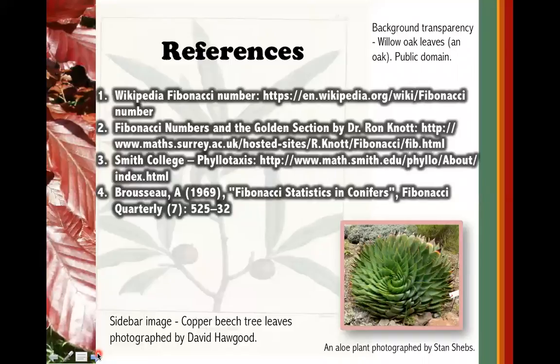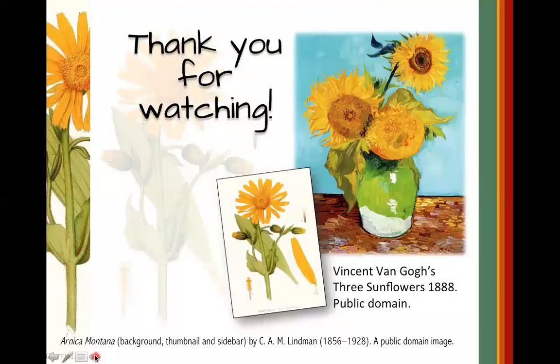Okay, those are references I use. This is a copper beech tree, close-up of the leaves, the succulent plant there. Thanks so much for watching. Here we have Vincent van Gogh's Three Sunflowers from 1888, and I threw in some fun art here. And this is Arnica montana, the background image and the thumbnail here in the sidebar. Really beautiful art. We could actually count those petals to see if they're a Fibonacci number. I won't do that. I'll let you do that.